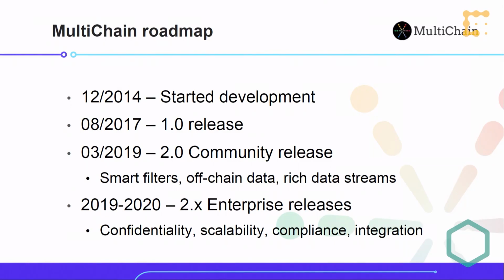A little bit about the history of the product. Relatively speaking, we're real old-timers in the space. We started developing Multichain in December 2014, and the first alpha came out in June 2015. This is before the time when enterprise blockchains became very popular and everybody was talking about them. 1.0 went into production in the summer of 2017, and almost all of the projects I'm going to talk about today are up and running in production on version 1.0 of Multichain.